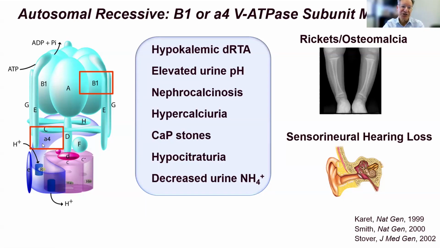There's also patients that have mutations in the A4 subunit, and these patients have similar phenomenology. However, their sensorineural hearing loss may be more mild, or they actually may not have sensorineural hearing loss. So if you have a patient that has all this and their hearing is normal, you know it's the A4 subunit, and that's because in the inner ear in some patients there's an A1 subunit that can compensate for the loss of the A4 function.